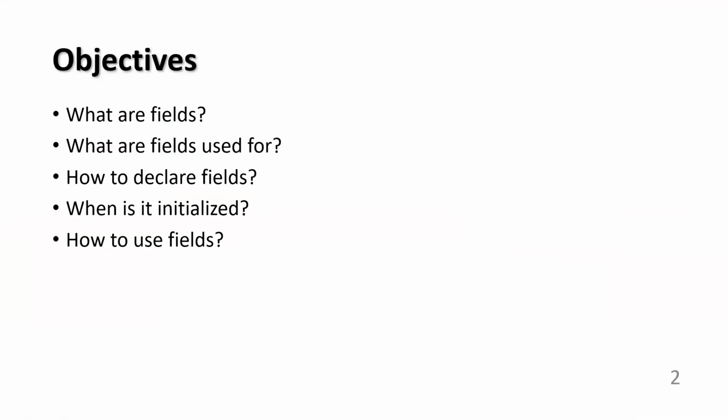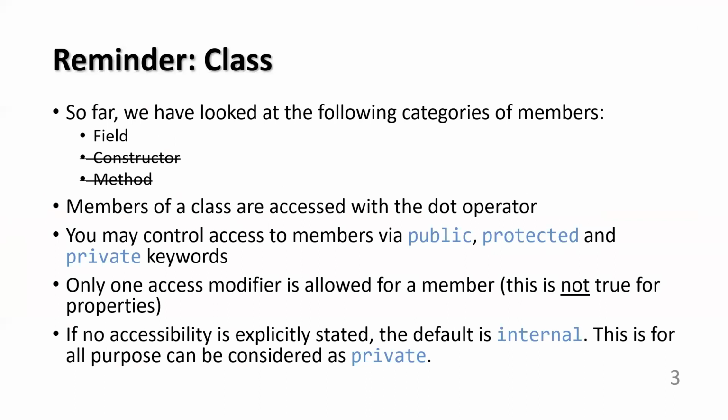What are fields, you may ask? Condition. Where we use them, how to declare them, how to initialize them. What are the accessors that we use, like private, public, protected? What are they?